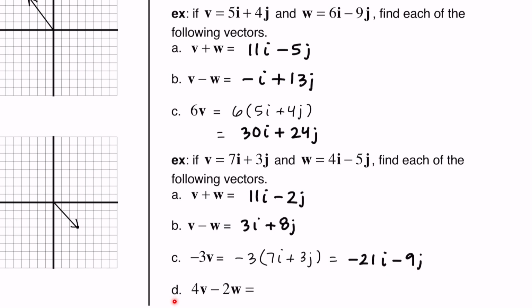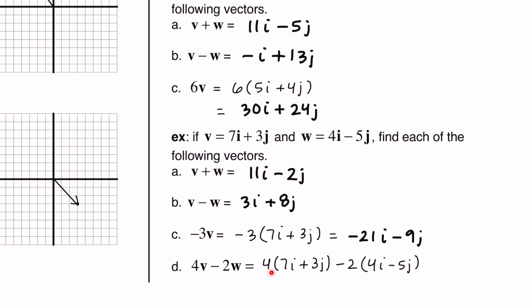For part D, it says 4v minus 2w. So we have the scalar of 4 to multiply to v, and a scalar of negative 2 to multiply to w, and then finally we'll combine them. I got that set up. You have 4 times the vector for v, and then negative 2 times the vector for w. We'll distribute and then combine. Again, you can think of it like combining like terms at that point.